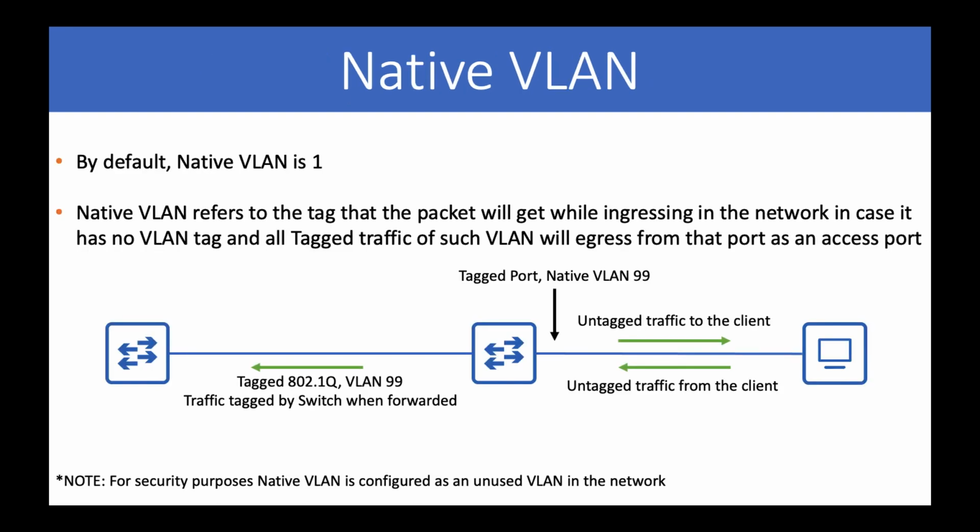Next is native VLAN. By default, native VLAN is 1 on the switch. Native VLAN refers to the tag that the packet will get while incoming into the network through the port in case there is no VLAN ID on the packet. And all tagged traffic of that VLAN ID on the network can outflow from that port natively without any VLAN getting configured on the endpoint or distribution point which is connected to that port. For security purposes, native VLAN is usually configured as an unused VLAN ID of the network.